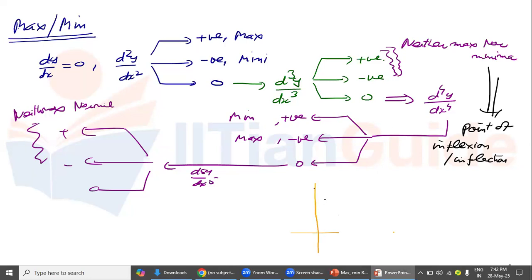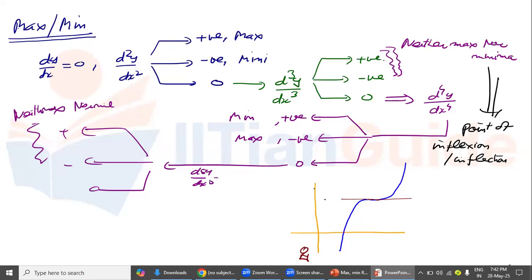Suppose we have a graph, something like this, a very common graph given in all the books. It is horizontal and after that it goes down. Now if we draw a tangent at this point, I'm going to get a horizontal line.